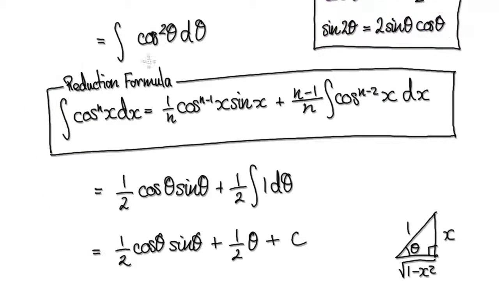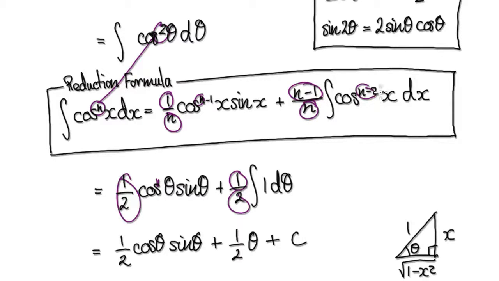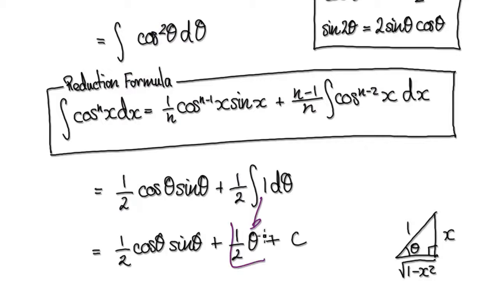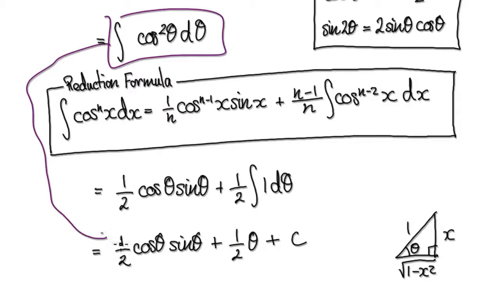So using the reduction formula, our n here is 2. So it's saying 1 over 2. That's this thing here, and then 2 take away 1 will be 1, and then 2 take away 1 will be 1. This here will be 2. So 2 take away 2 would be 0. So cos x to the power of 0 will be 1. So that's this one here. And then now you can integrate this. So integrating it will then give you this.